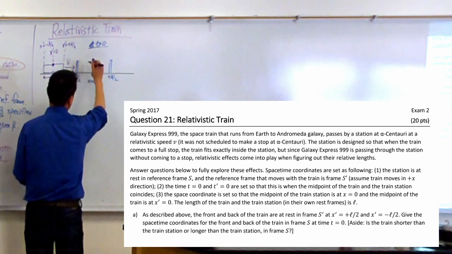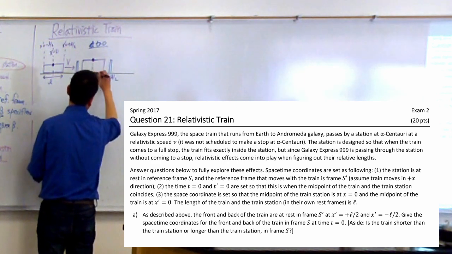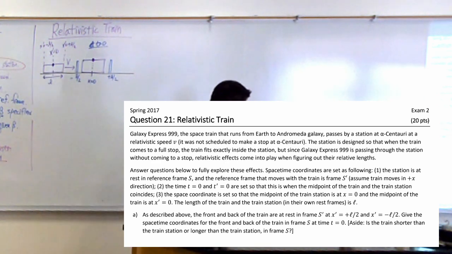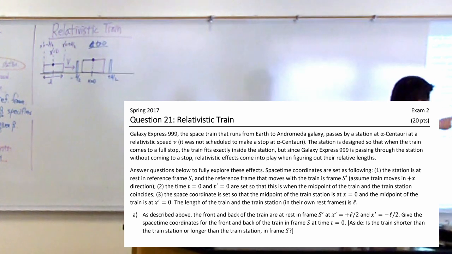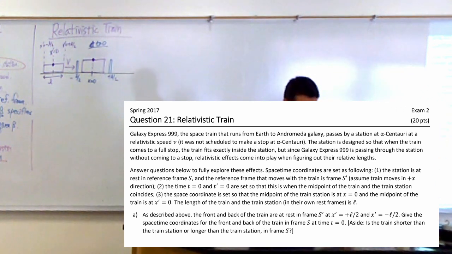And so let me just draw this. At time t equals 0, this is what you should see. It says, as described, give the space-time coordinates for the front and back of the train in frame S at time t equals 0. All right, let's try that.